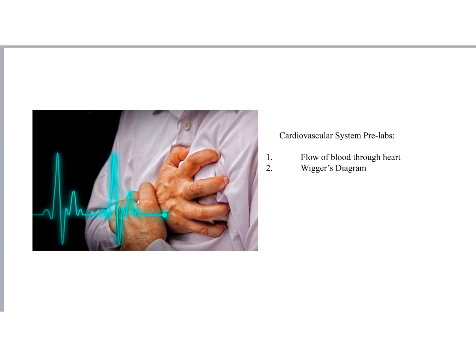Okay, there are two pre-labs that are going to be due on Monday, April 6th. One of them had to do with the flow of blood through the heart, and then the other one had to do with answering questions using the Wiggers diagram, plus some calculations. So hopefully you've already filled out the pre-lab, or both of them, and now let's go over the answers.